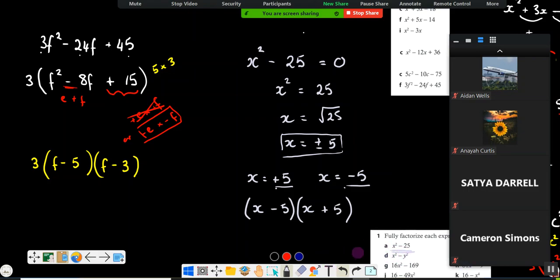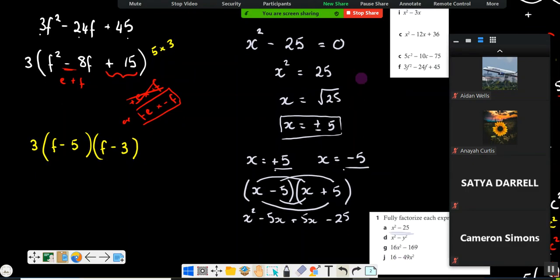If I expand this, what do I get? x squared, subtract 5x, plus 5x, minus 25. Is that what I've got up here? Minus 5x plus 5x is? They cancel out. So I'm left with x squared minus 25. So it did work, right?